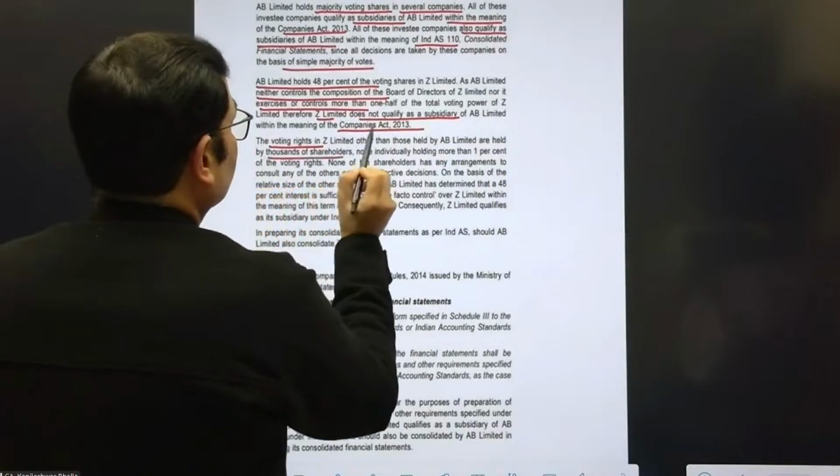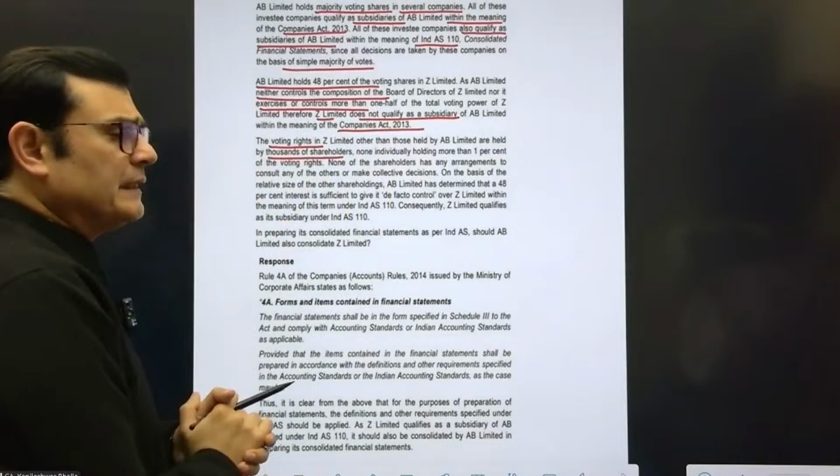The voting rights in Z, other than those held by AB, are held by thousands of shareholders, none of which has got more than 1% rights. We will see later when I come to the specific discussion on control assessment that, as a single largest stakeholder, I may have a 48% stake in the company and all other shareholders have not more than 1%. So if you compare my relative size of the investment as compared to the other investors, in that particular case, I'm big. I may be below a majority, almost close to a majority, but still my percentage is so high that if you compare my investment with the other investments, relatively I am a bigger investor.